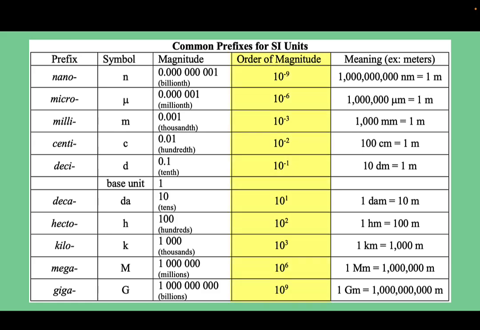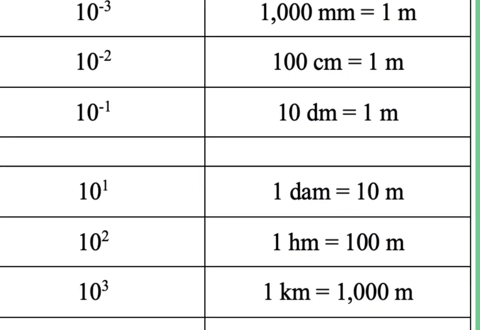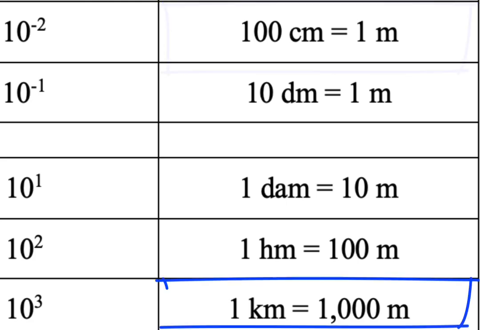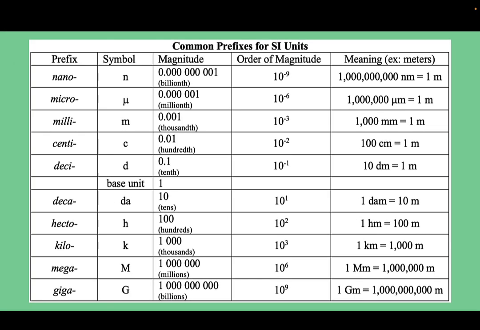As you can see, the magnitudes can also be expressed in exponential form. This last column shows examples using meters as the base unit for how to express these same relationships. For instance, 100 centimeters is equivalent to 1 meter, and 1 kilometer is 1,000 meters. These equalities are unit conversions, and they can be used to convert one metric unit to another. I'm going to demonstrate 3 different ways to perform these unit conversions.